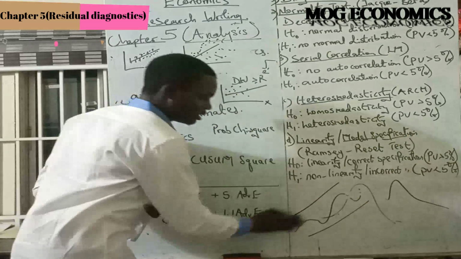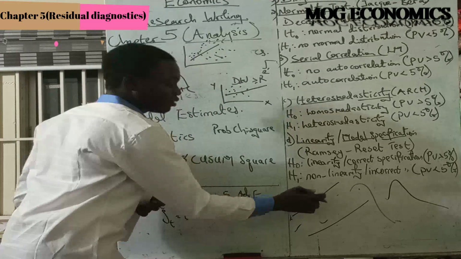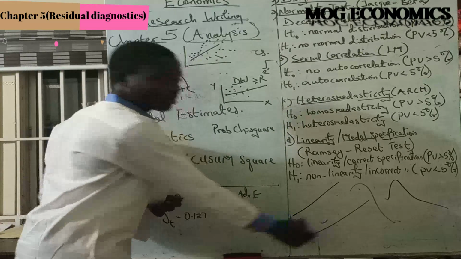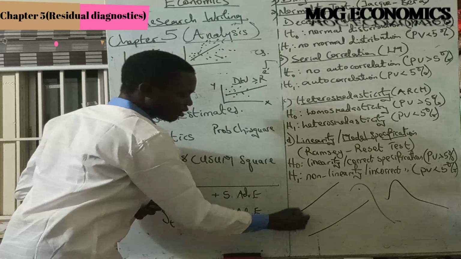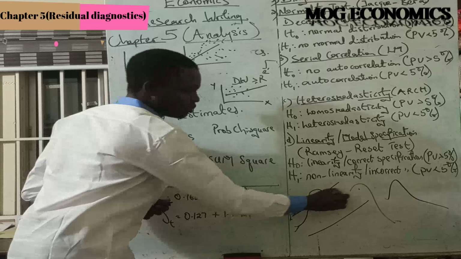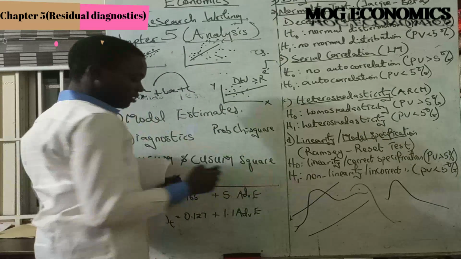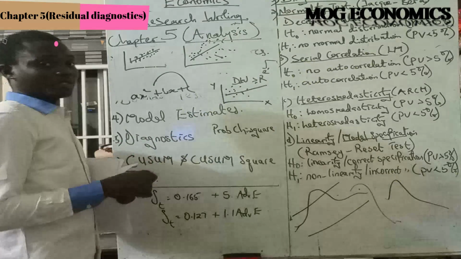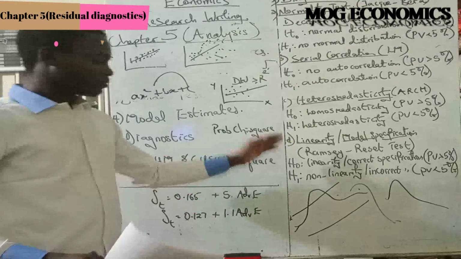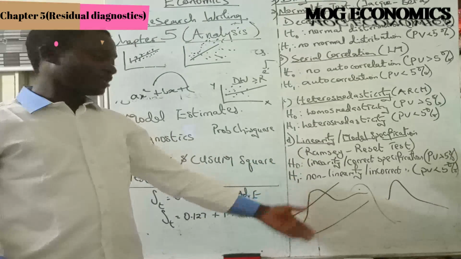But if the blue line, whatever color this line has is the color that this line is also going to have, so I think it is red. So if your blue line happens to come out of this a little and then come inside, because it has come out of the 5% level of significance line, your model is not stable. So what you want is for your model to be stable. So for a CUSUM test, you want the blue line to remain within the 2 red lines for your model to be stable.